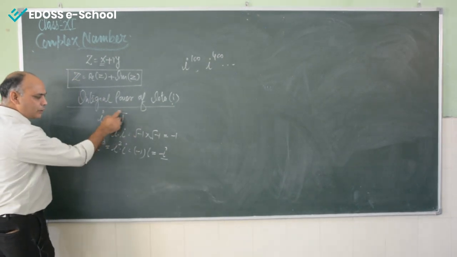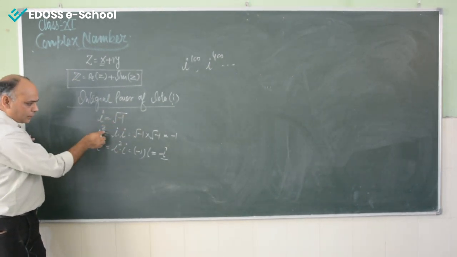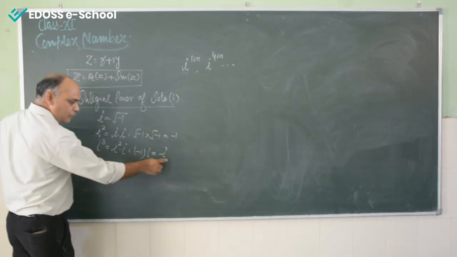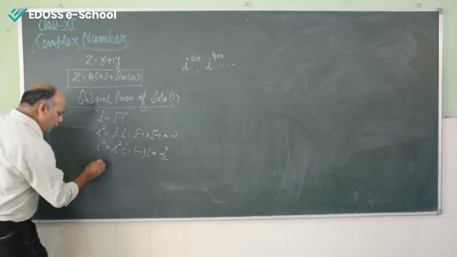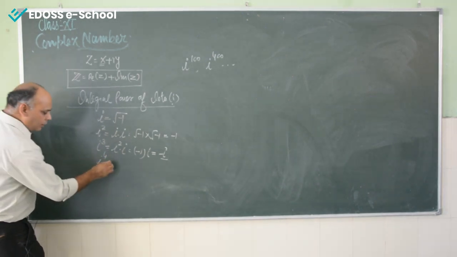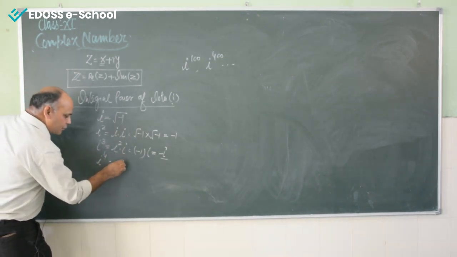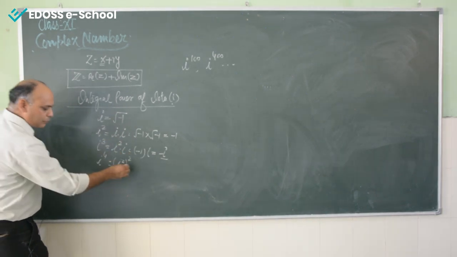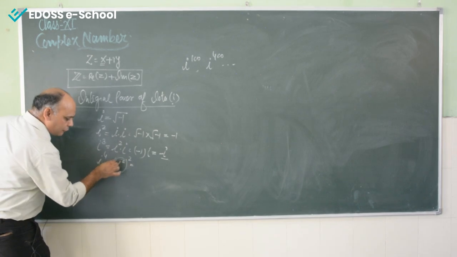Iota is equal to under root of minus 1. Iota square will be equal to minus 1 and iota cube is equal to minus iota. Now if I want to find iota to the power 4, then iota to the power 4 can be written as iota square and whole square. Iota to the power 2 and whole power 2 will be equal to, what is the value of iota square?